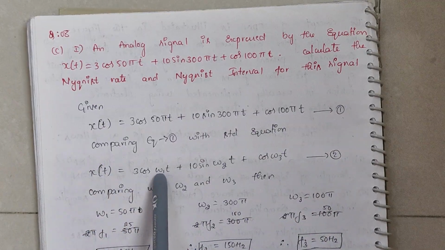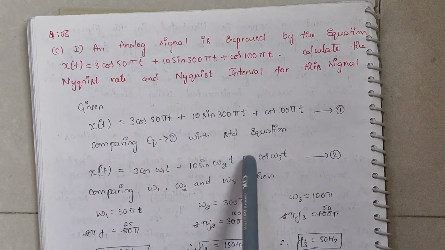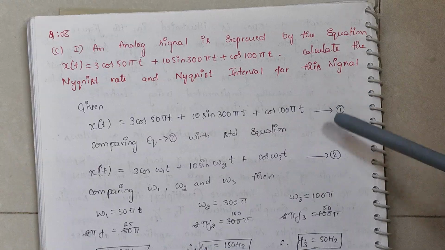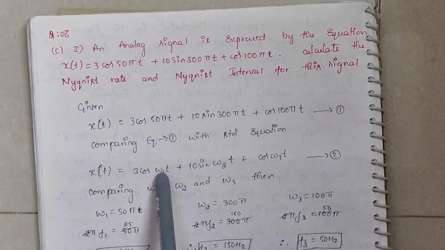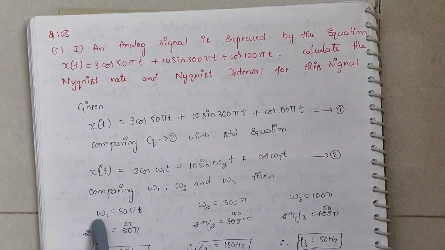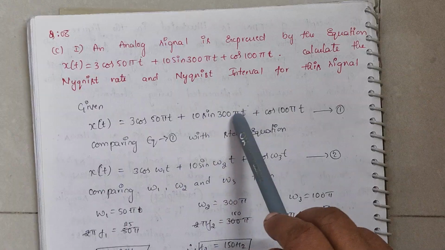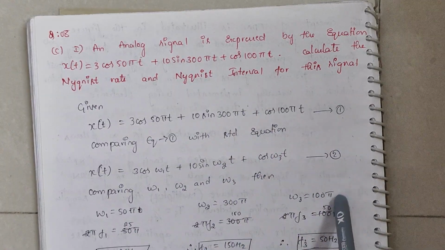x of t is equal to 3 cos omega 1 t plus 10 sin omega 2 t plus cos omega 3 t. So when we compare equation 1 with equation 2, we can see that 3 cos omega 1 t is what? 50 pi. Omega 1 is 50 pi. What is omega 1? It is an angular frequency. Omega is angular frequency. Similarly, second frequency component, omega 2 is 300 pi. Omega 3 is 100 pi.